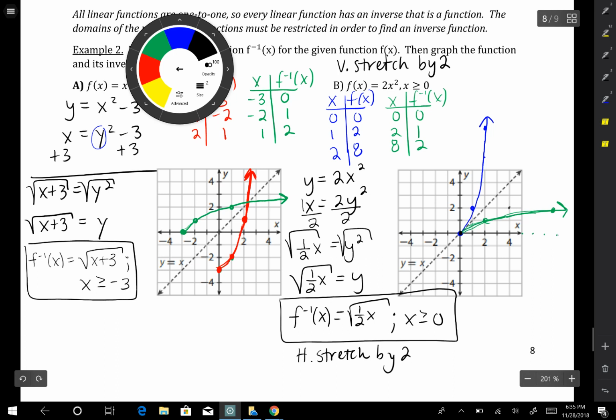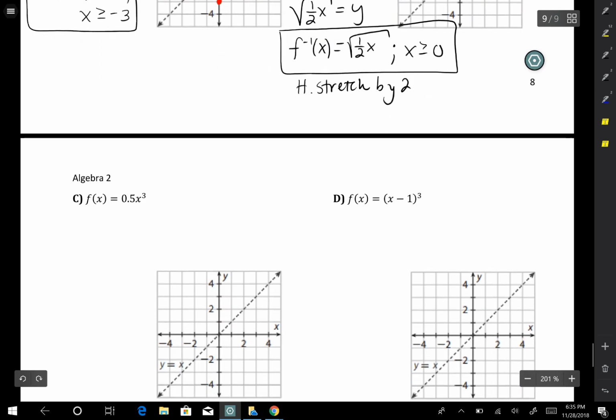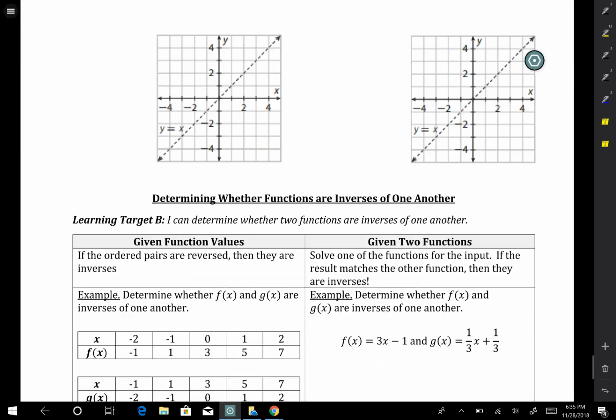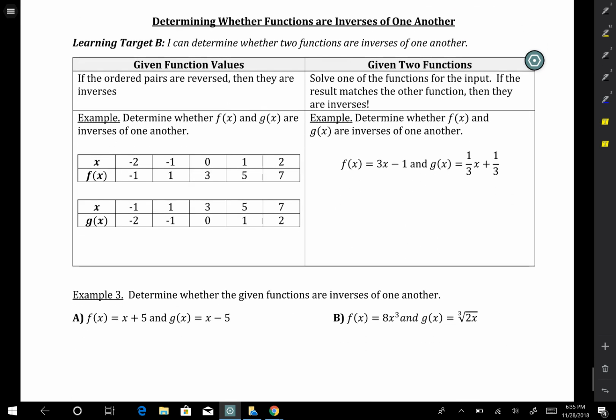Okay, awesome. So I just wanted to get through those quadratics so we get a little head start on our notes tomorrow. Tomorrow we're going to finish with these cubics. Okay, and then we're going to determine whether two given functions are inverses of one another, which is pretty simple.